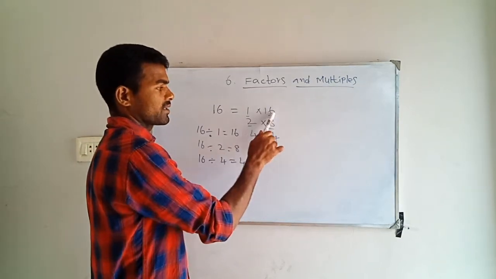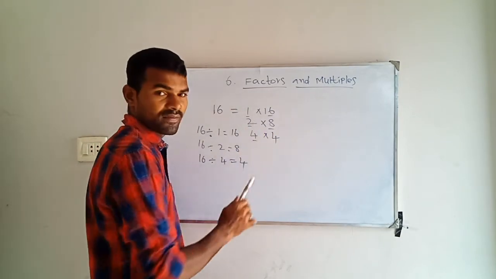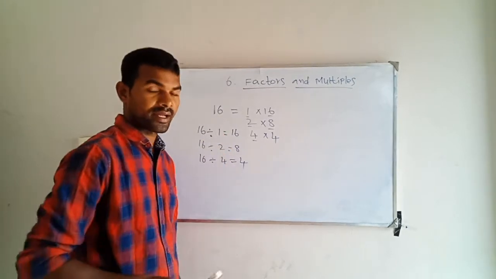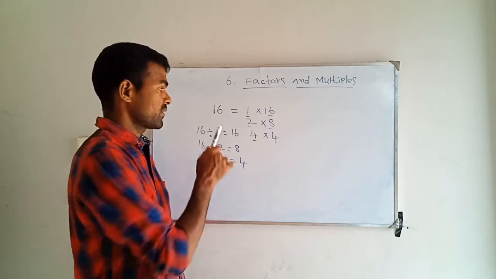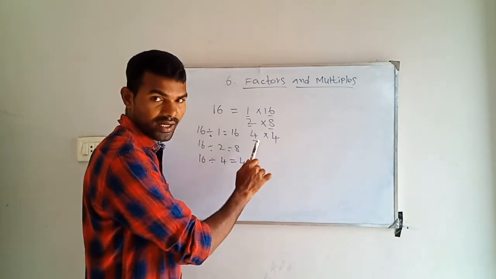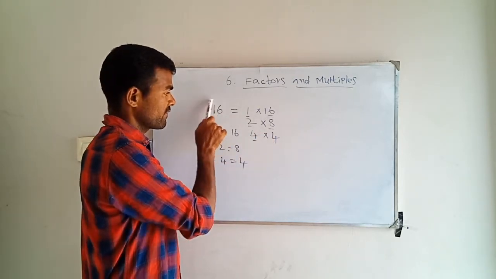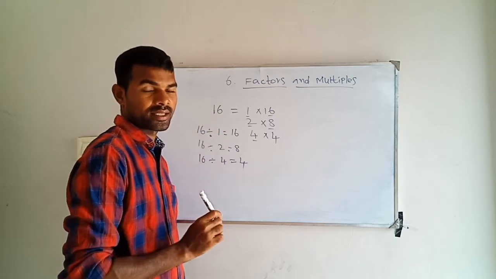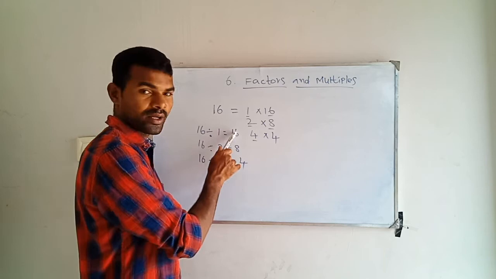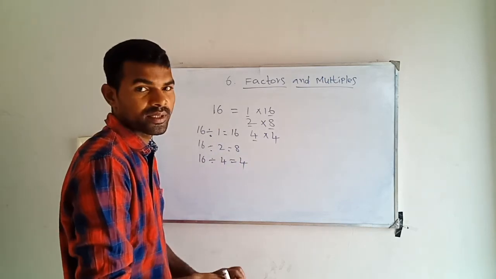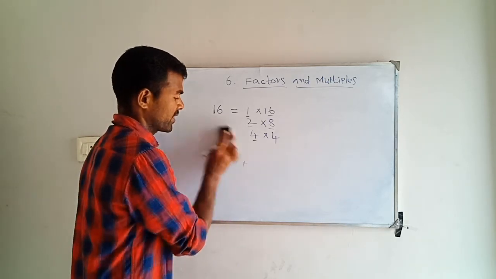The factor will divide the number exactly. By that method also you can find out. The given factor will divide the given number exactly. There is no remainder coming. You are dividing exactly, so such numbers are known as factors.